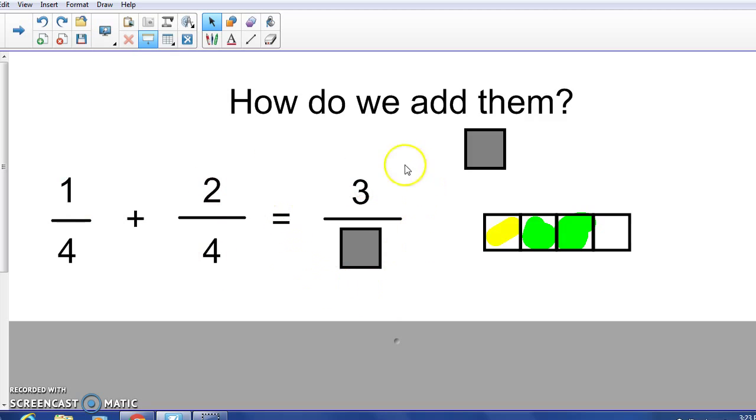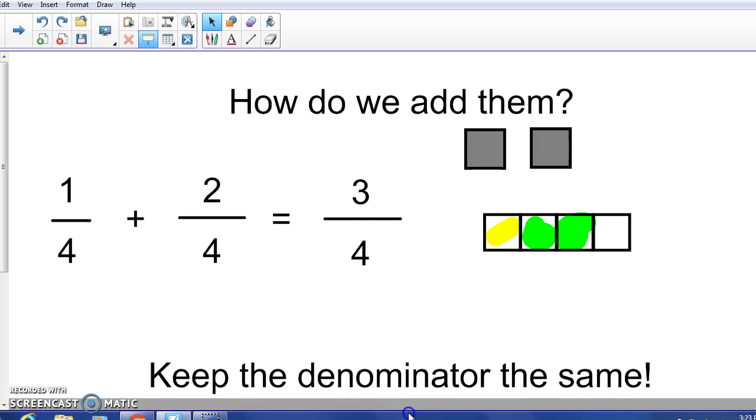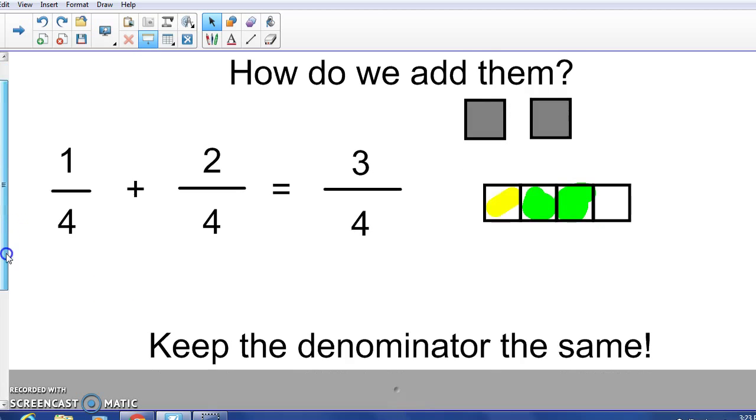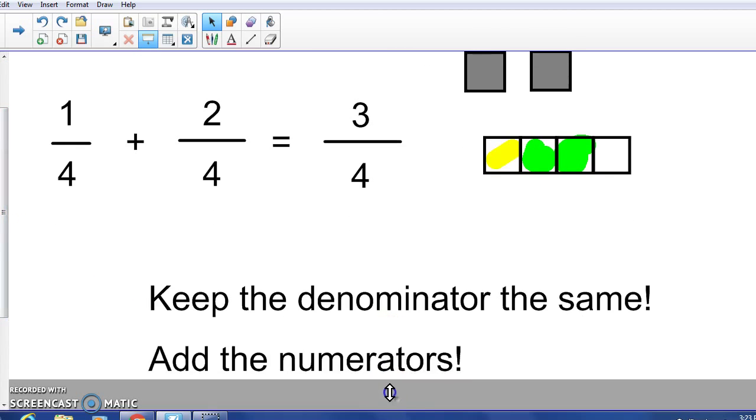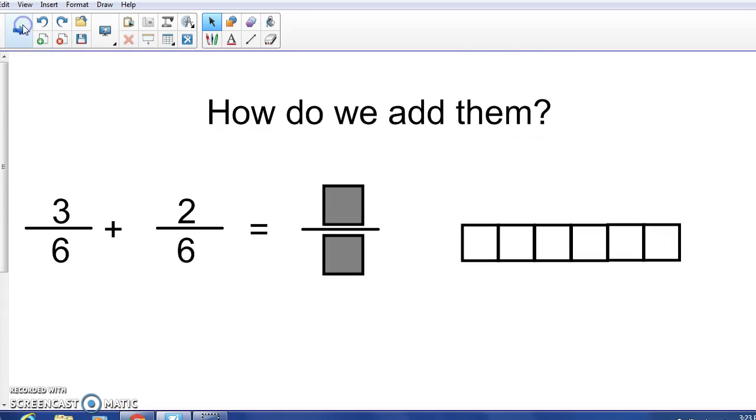The number on the bottom still represents the whole. So here we still have 4 boxes. The denominator, the bottom number, is going to stay 4. You have to be careful with that. A lot of people want to take and add 4 plus 4 and think this is 8. But no, remember that you keep the denominator the same. Only add the numerators. Let's try one more.